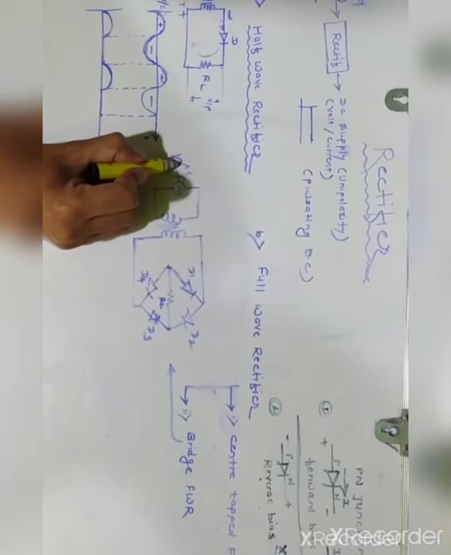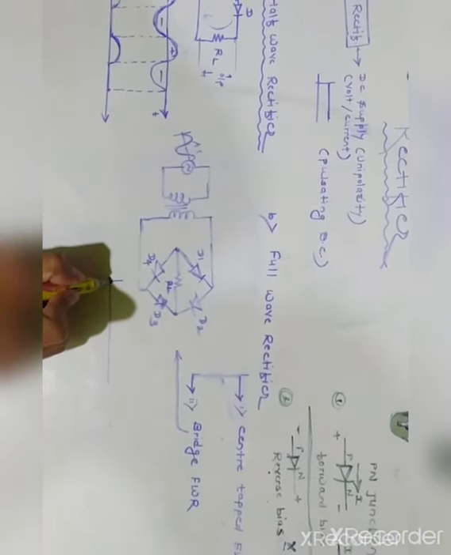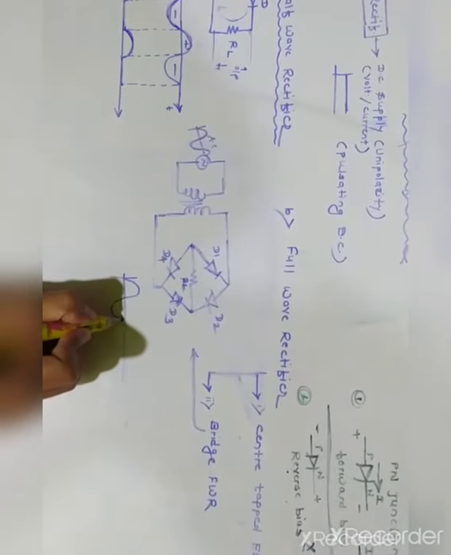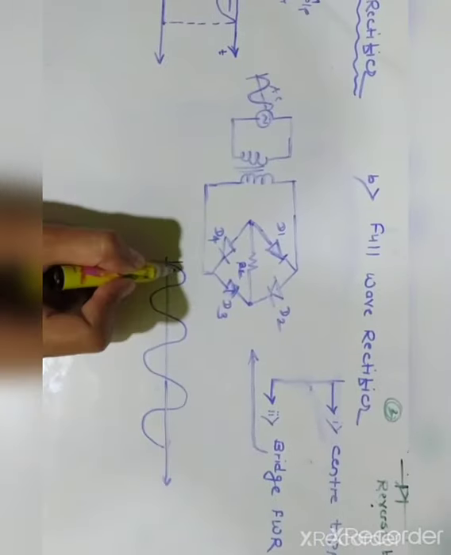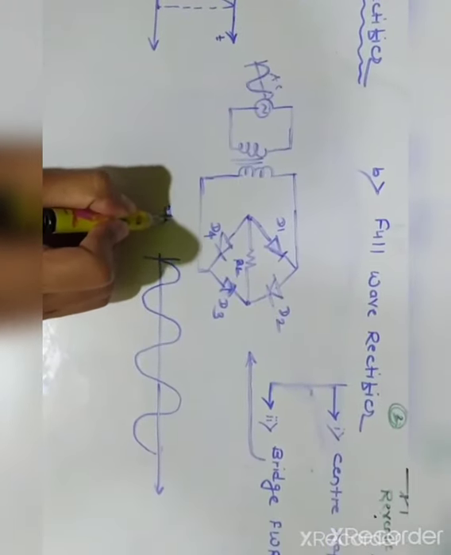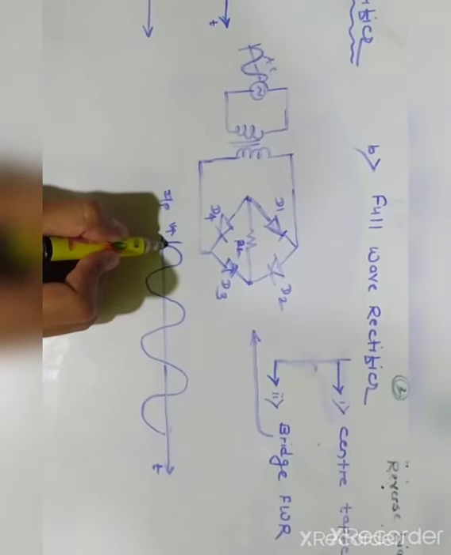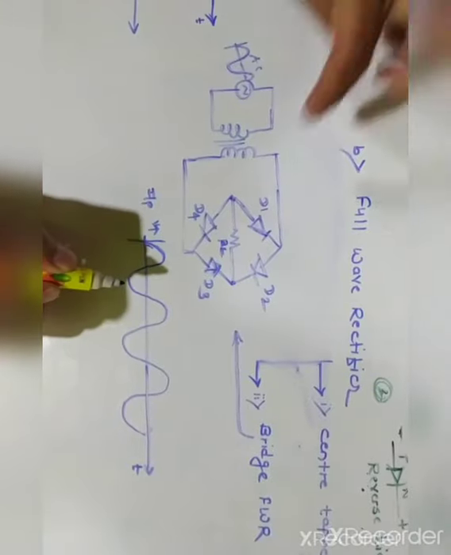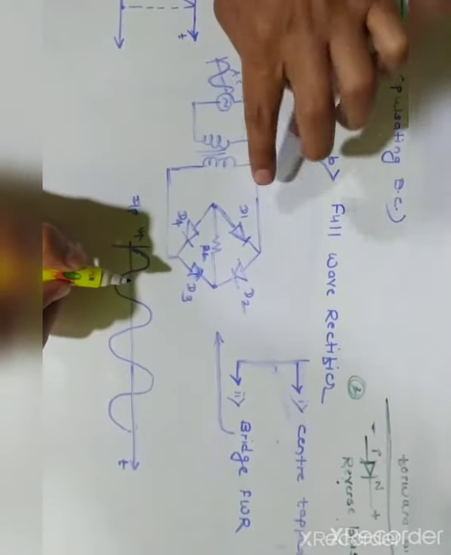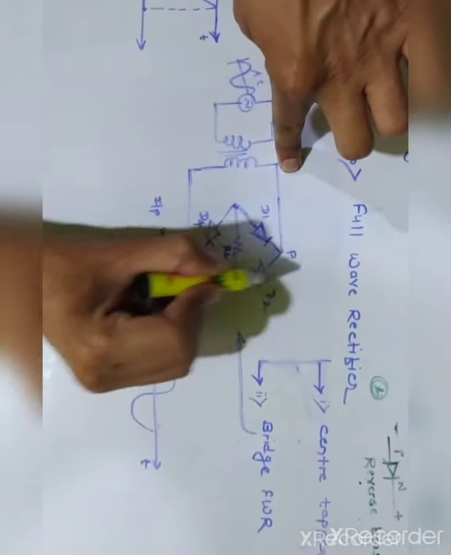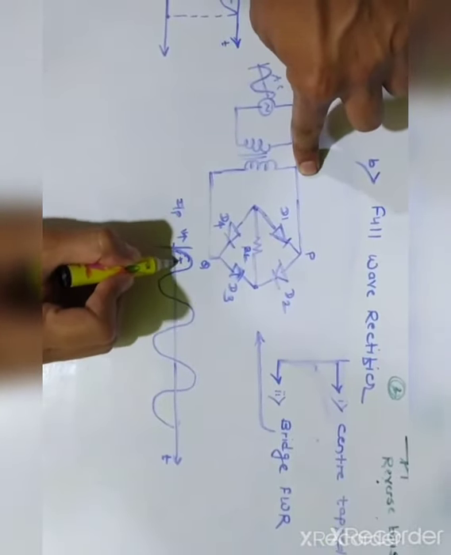The AC signal is given as the input, so I will draw the AC signal here, which is your input voltage. Now what happens during the positive half cycle? You must know the working of diodes. Suppose this point is the P point and this point is the Q point. So assume that.